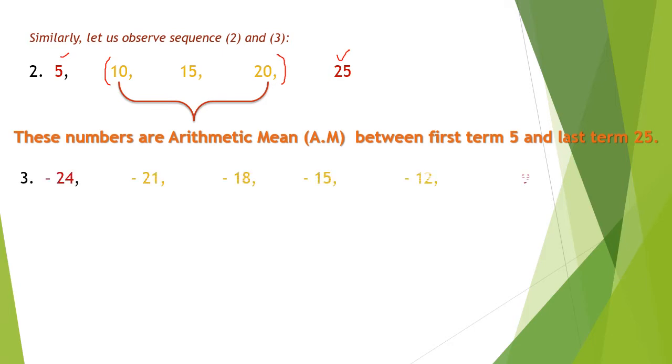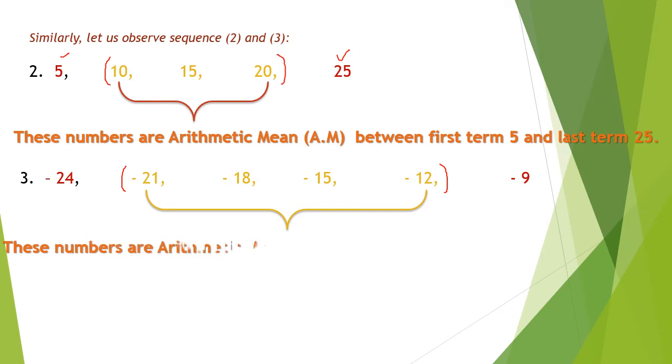You can see another sequence also. Between minus 24 and minus 9 there are minus 21, minus 18, minus 15 and minus 12. So these numbers are also called arithmetic means between minus 24 and minus 9. So now I think the concept of arithmetic mean is clear.